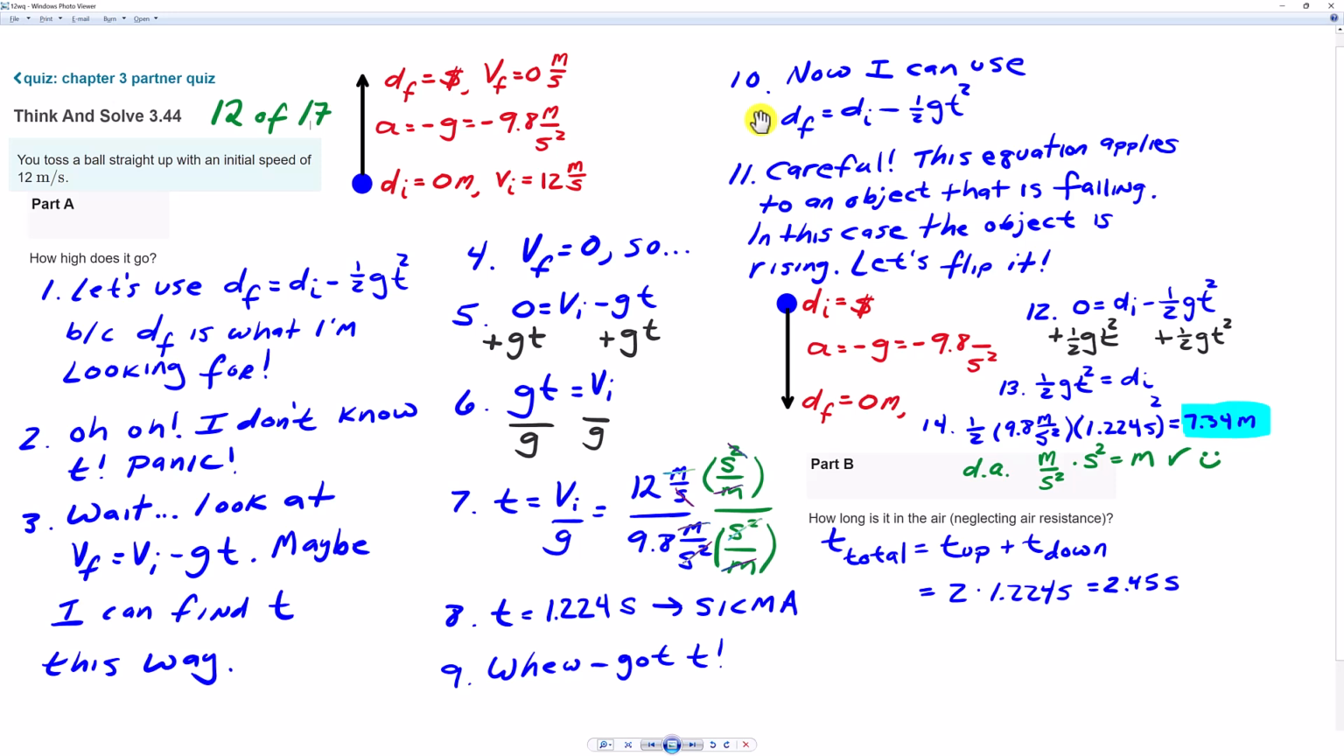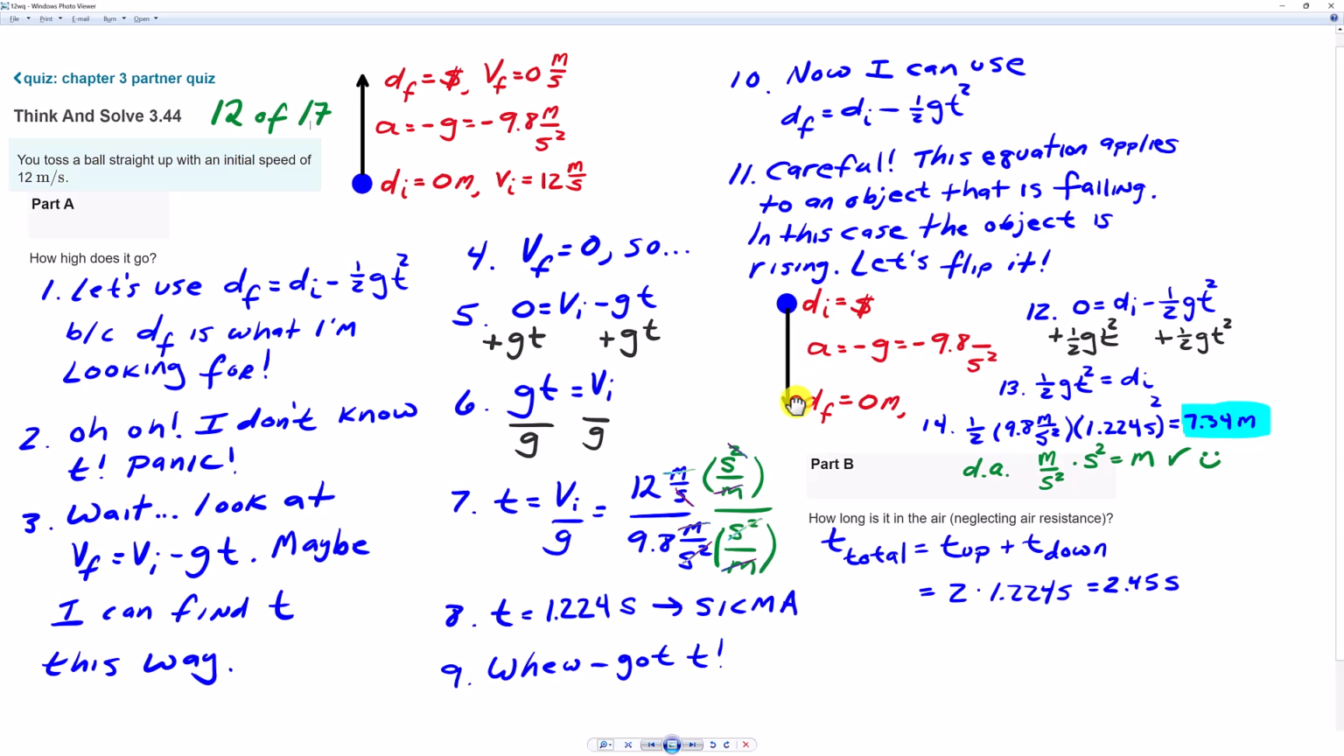Now I'm going to go back to this equation from the green sheets. But this is tricky again. So this is a pretty tricky problem. Careful, this equation applies to an object that is falling. In this case, the object is rising. So let's flip it. I'm just going to turn everything upside down. I'm going to call this initial distance.